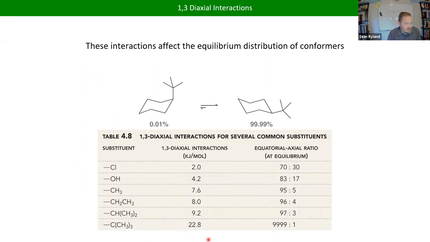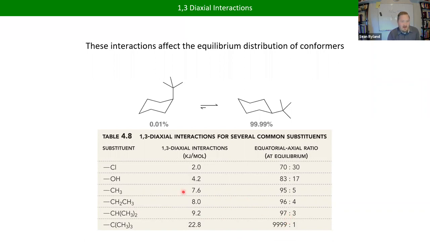Oh, there's the numbers. I wasn't that far off. So the 1,3 diaxial interactions for a t-butyl group are 22.8, not 40 kilojoules per mole. But that still winds up having a huge effect there. If it's an isopropyl group, we wind up with 9 kilojoules per mole for the interactions, which gives us a 97:3 ratio.